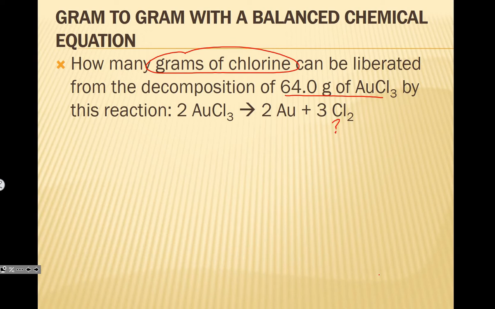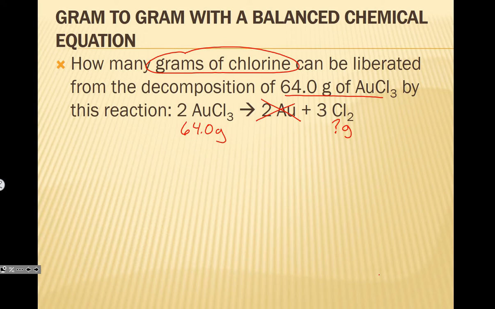I'm trying to find grams of chlorine, and I've got 64.0 grams of gold chloride. Because then, I'm just narrowing in on these. I don't have to worry about the gold. The gold helped me balance the equation, but for the stoichiometry problem, I'm not worried about that. So I exit out so I don't get screwed up. Okay? I'm just giving you my little tricks.